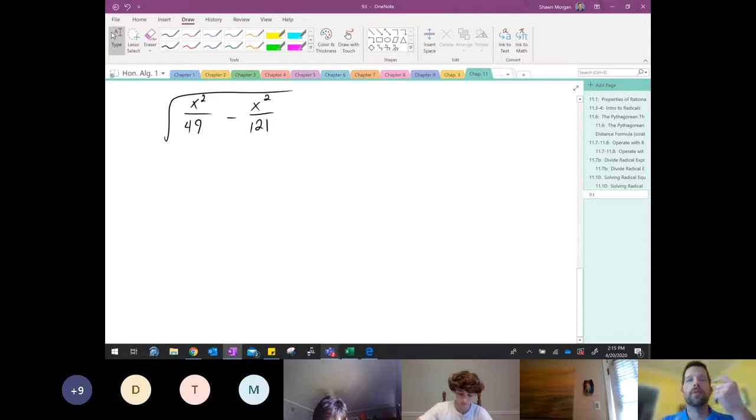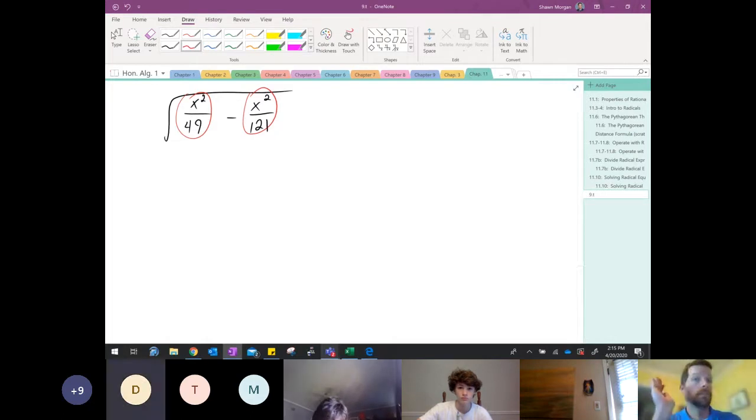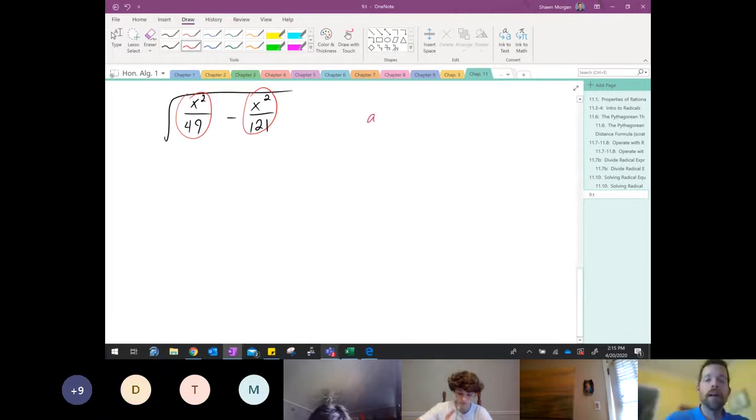So first things first, when we try things, I'm going to try to factor them out because I notice, hey, look, there's a perfect square, and another perfect square. And what's in the middle between the two of them? Subtraction. Yeah, so that's the difference of two squares. That would be like saying a squared minus b squared, and that factors out as a plus b times a minus b.